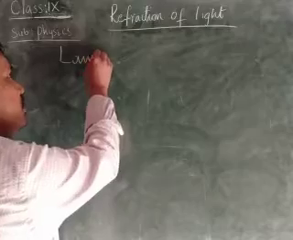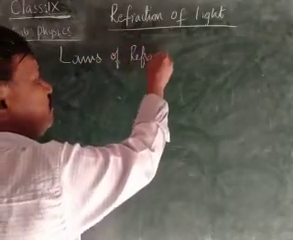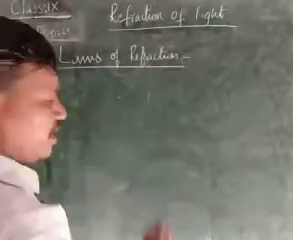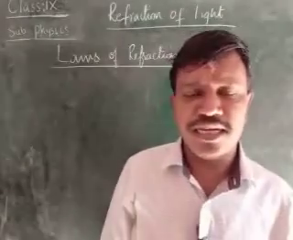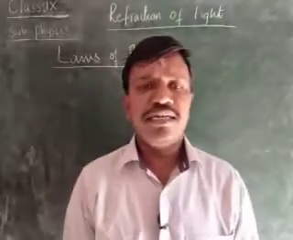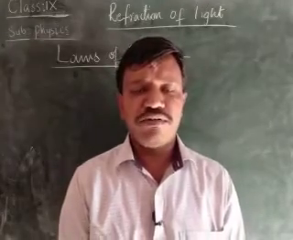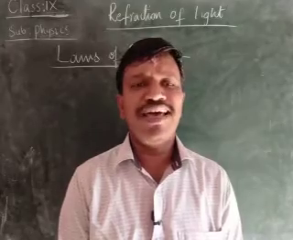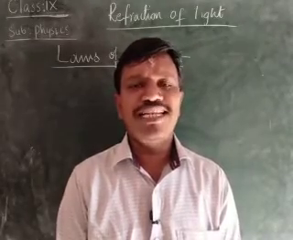What are the laws of refraction, children? The incident ray, normal, and refracted ray lie in the same plane. And the ratio of the sine of angle of incidence to the sine of angle of refraction is also called Snell's law, children.